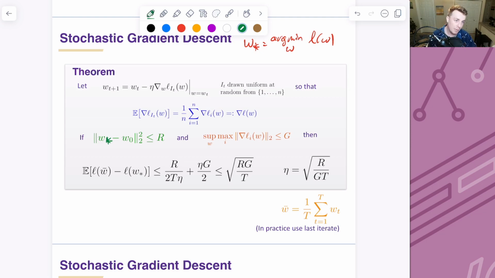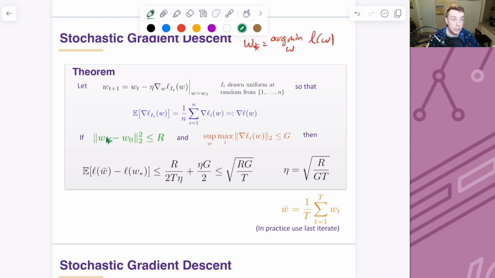In practice, and you can actually get this slightly better, you don't need to take the supremum over all W's, just the likely W's that you're going to hit around your optimal. But the notation for that is a little more complicated, so we're using a looser requirement: over all W's, the magnitude of the gradient doesn't get too large.